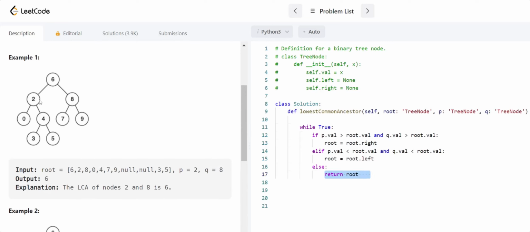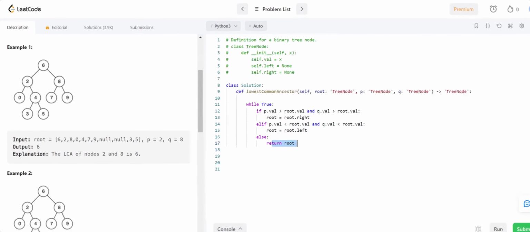And let's say we had something like this as a question. What we would have done is check 2 and 8 over here. 2 is less than 6 and 8 is greater than 6. We would have just returned root in this case, because both of these conditions are not true. We'll just go to the else and return root, which is 6. That would have been the output. So this is how you solve the problem, guys.